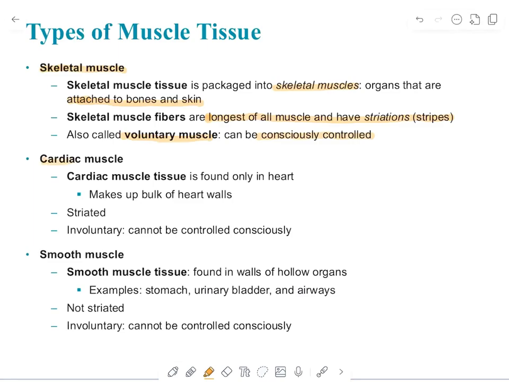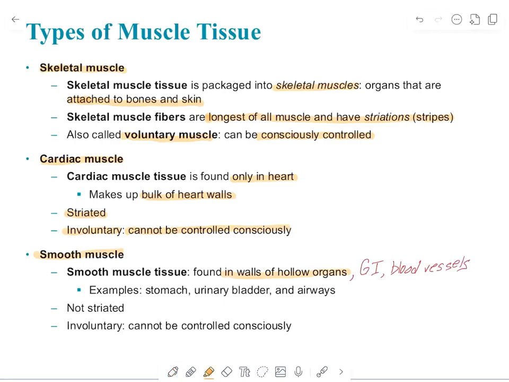Cardiac muscle tissue is only found in the heart, makes up the bulk of the heart walls. It does have striations, the stripes, like skeletal, but again, it's involuntarily controlled. So it cannot be controlled consciously. The last is smooth muscle, and smooth muscle tissue is found in the walls of hollow organs. It's also found in the gastrointestinal system, as well as the walls of blood vessels.